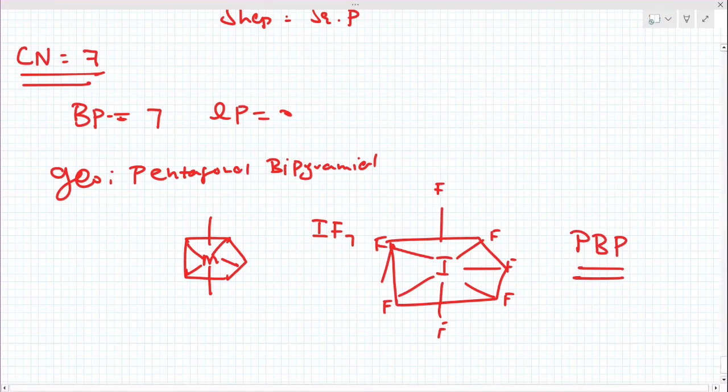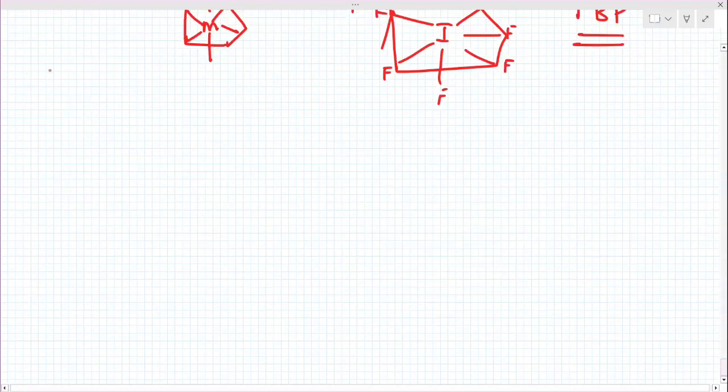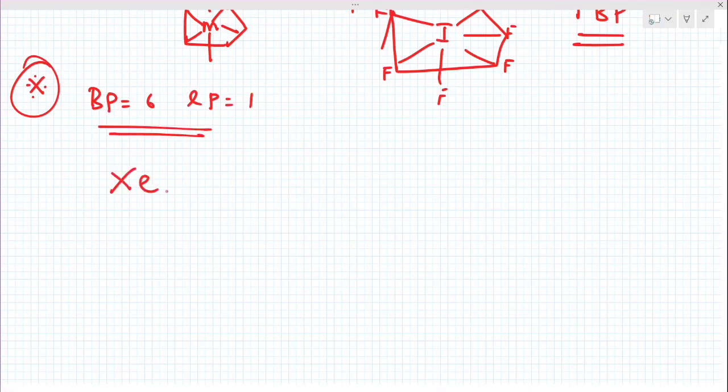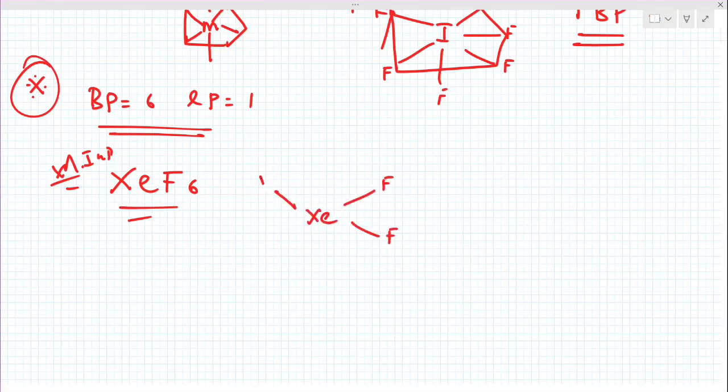Now, very important, this is the most important. Bond pair is 6 and lone pair is 1. XeF6, most important example, very, very important from an exam point of view. Xenon has 8 valence electrons, so 6 are used by the 6 F atoms, therefore 6 bond pairs and 1 lone pair, right? 1 F, 2 F, 3 F, 4 F, 5 F, 6 F, and the lone pair.